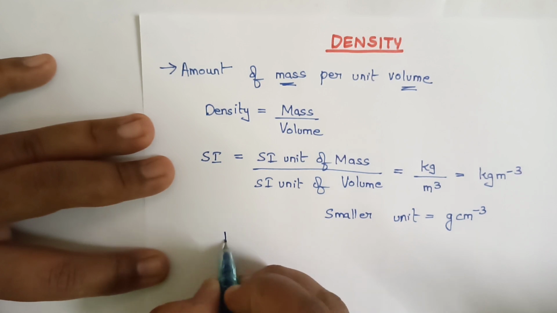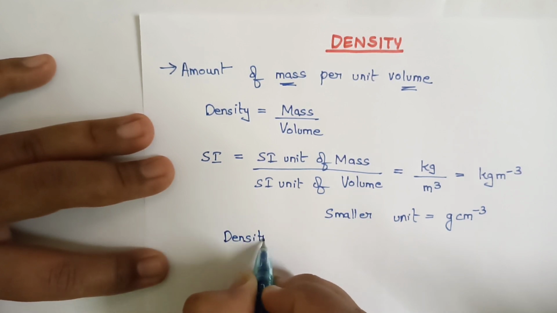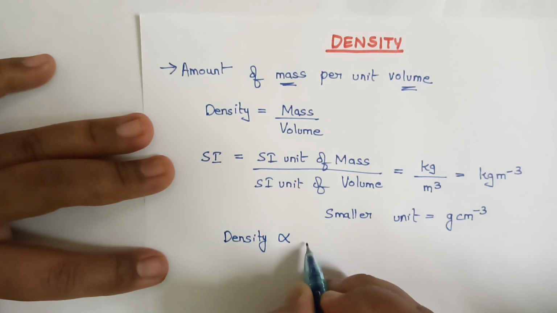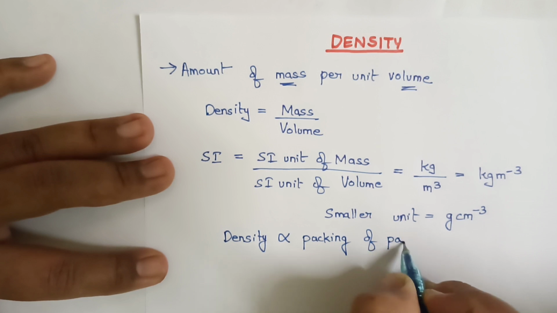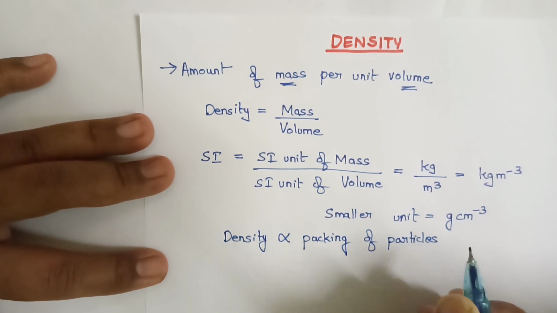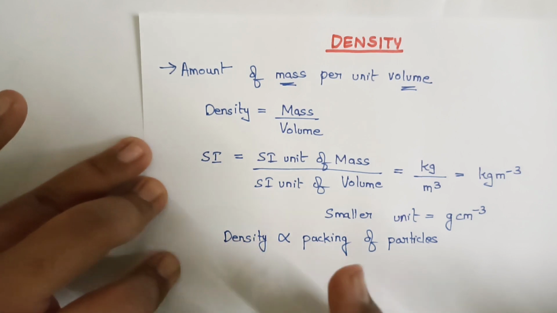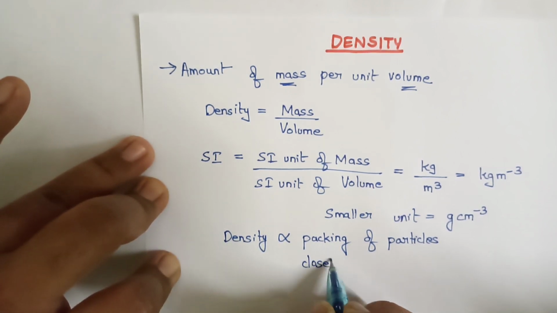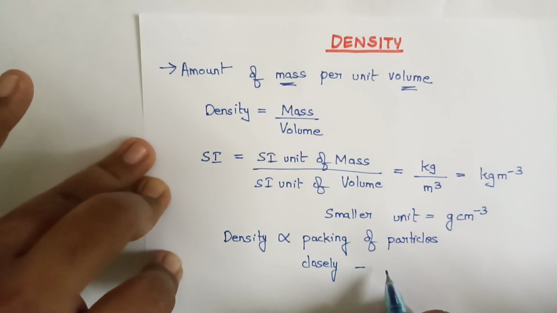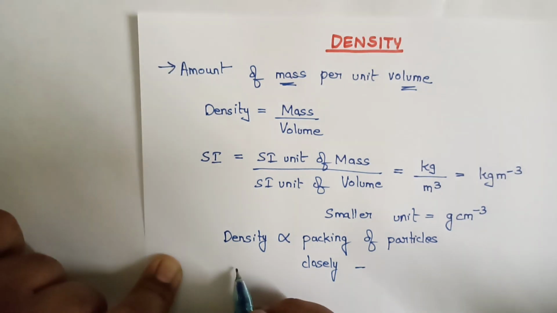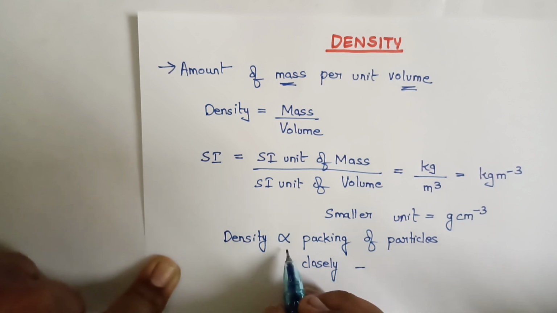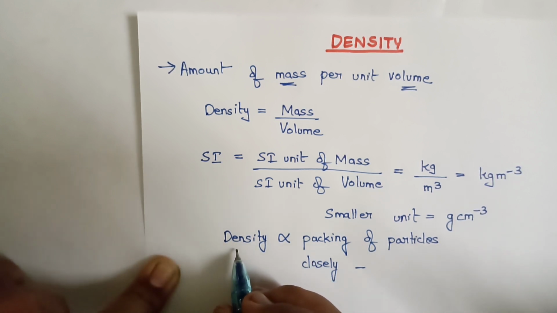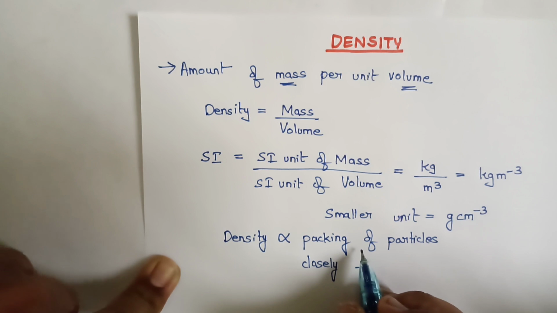Here you have to remember one important relation. Density of any substance is directly proportional to packing of particles. Packing of particles means what? If the density is more, the particles are closely packed. That means it will be a solid. If the density is less, it means the particles are loosely packed. Directly proportional means if one quantity increases, the other one will also increase.